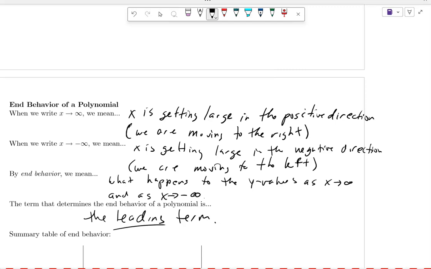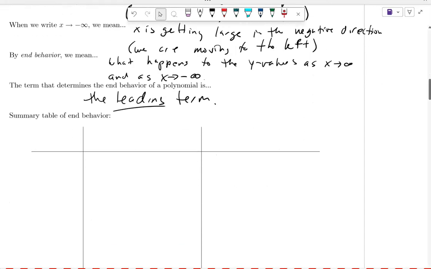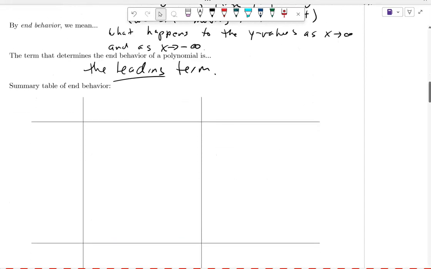Okay? The one that has the highest degree on it. All right. So let's make a summary table here and see if we can figure out what happens for your end behavior depending on that leading term. All right. So let's write the polynomial here for a second.